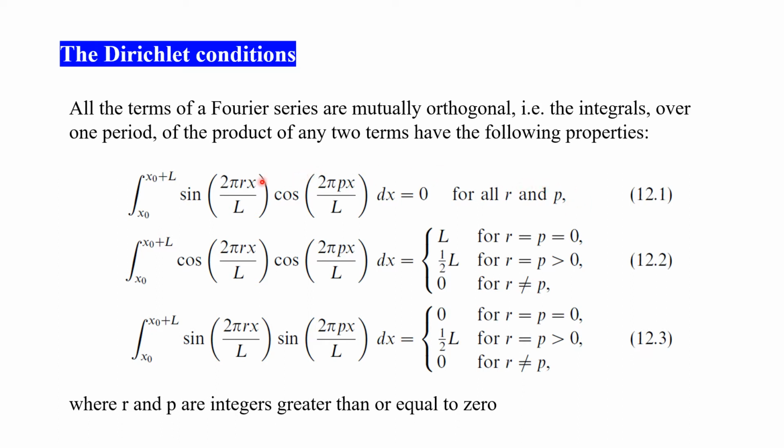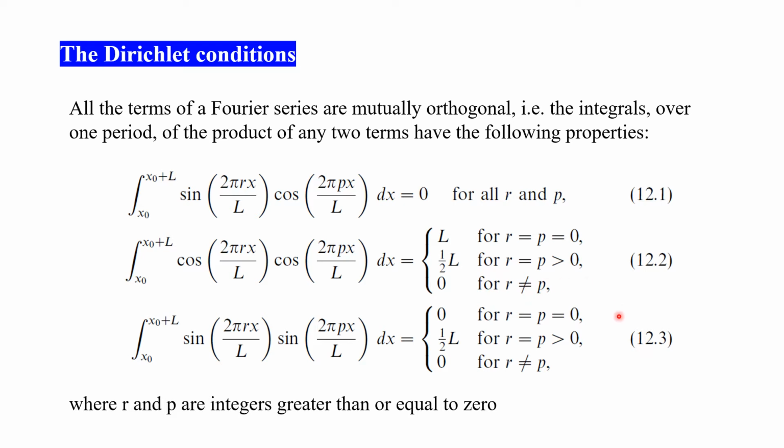The second one is the integral from x0 to x0 plus L of cosine 2 pi Rx over L times cosine 2 pi Px over L dx. It is equal to L for R equal to P, which is equal to 0. It is equal to 1/2 L for R equal to P but greater than 0. And it is equal to 0 for R that is not equal to P.